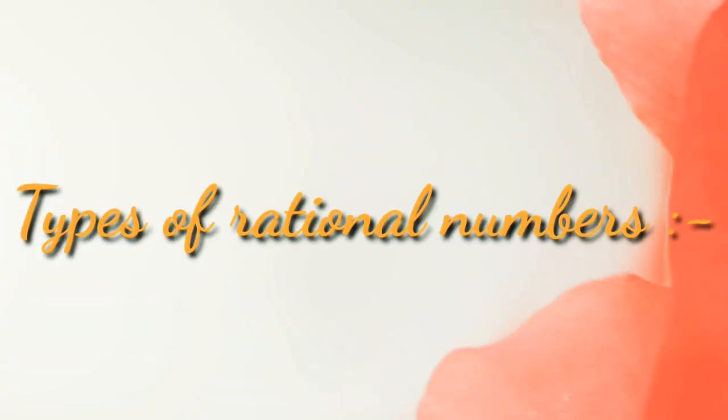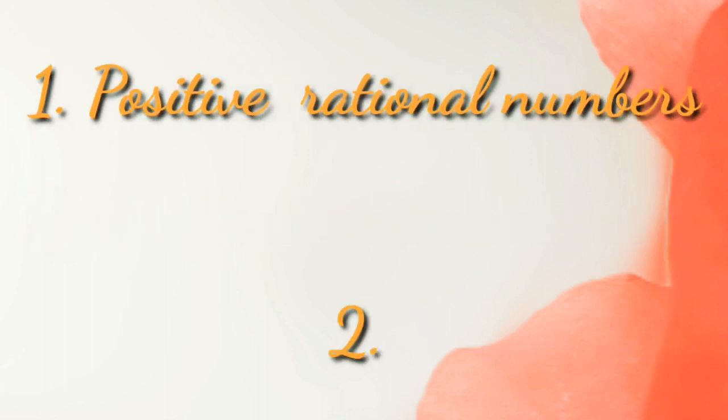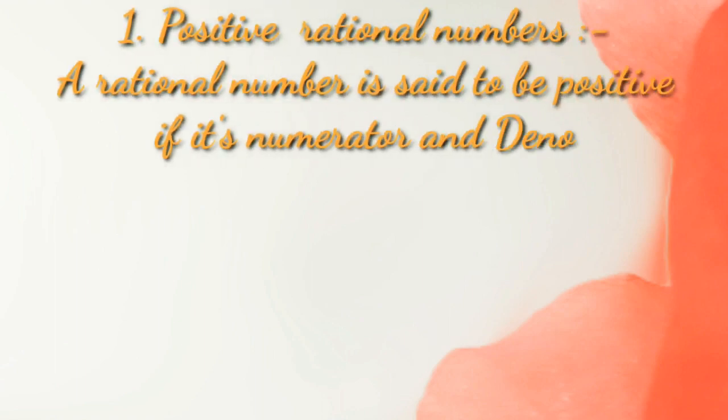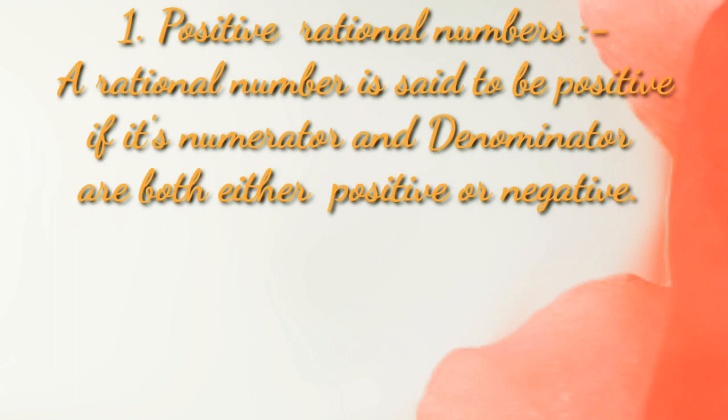So next is types of rational numbers. There are two types of rational numbers, positive rational numbers and negative rational numbers. Firstly, we will discuss positive rational numbers. A rational number is said to be positive if numerator and denominator are both either positive or negative. Positive rational numbers are those in which either both numerator and denominator are positive or both are negative.